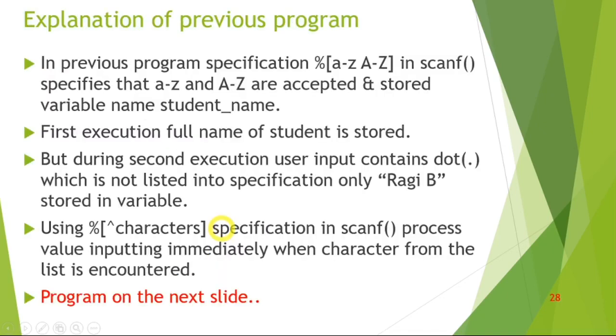Now the explanation of the previous program. In the previous program, the specification %[a-zA-Z ] in scanf specifies that a to z small and A to Z capital are accepted only and stored in the variable student_name. So the first time, the full name of the student is stored, but during the second execution the user input contains a dot, that is a full stop, which is not listed in this control string. So according to the specification, only Ragi B is stored in the variable.